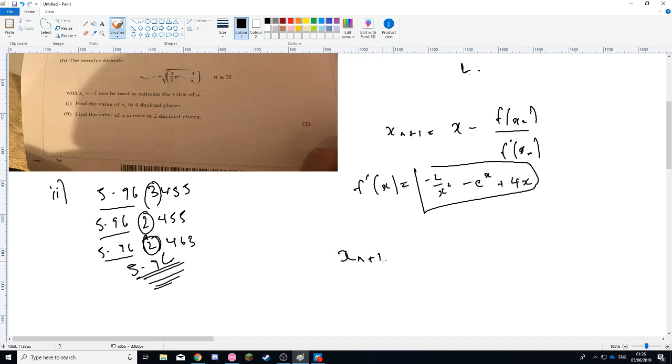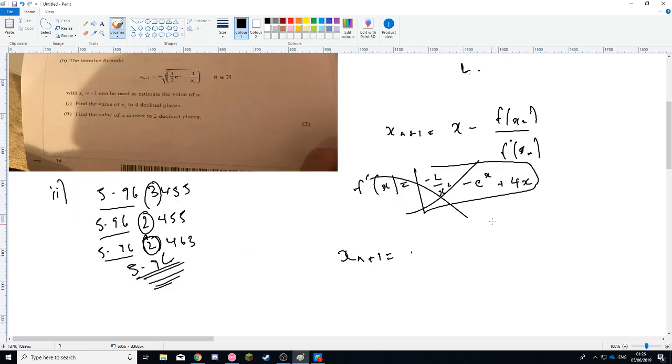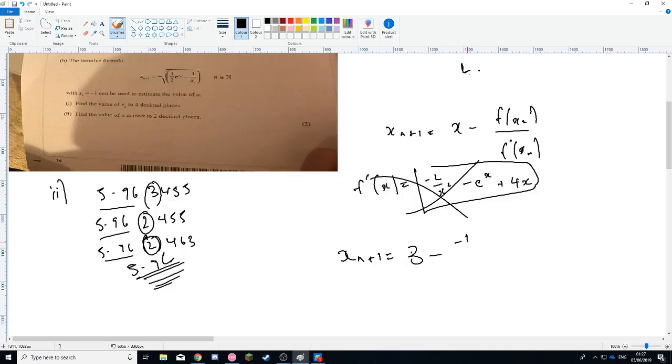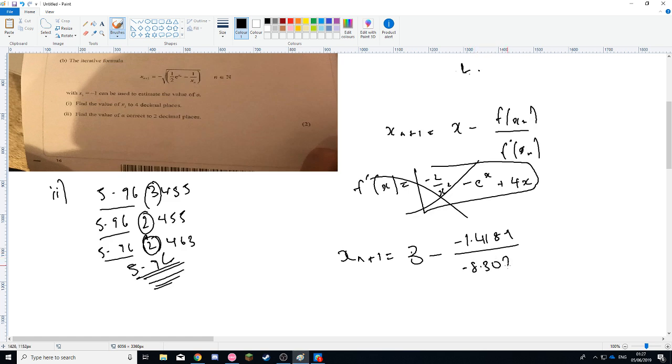What's the value they gave you? Oh, never mind. They even give you f of 3 and f prime of 3. Sorry, you didn't need any of this. You just say 3 minus 1.4189 over minus 8.3078. Minus cancel out. So this is equal to your approximation, and that's it.